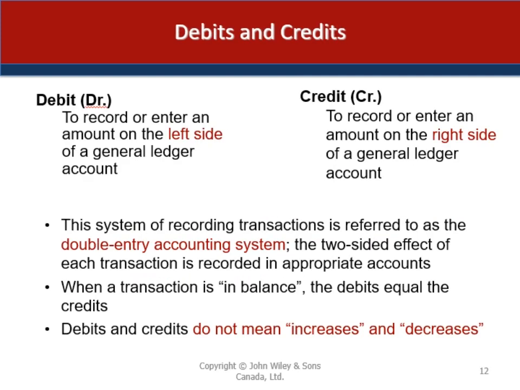Okay, a little bit of a review of debits and credits. Debits are on the left-hand side, credits on the right-hand side of a general ledger account. The double entry bookkeeping system says that each transaction has to have balances. Each individual journal entry is balanced between the debits and credits. Debits and credits don't necessarily mean increases and decreases. They're context dependent, which we'll see in the next slide. Well, actually, it's a couple of slides down.